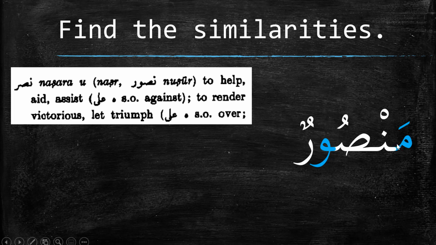So we're going to start off with mansur. So if we want to find the word mansur or find out what it means, we have to start with the three-letter root, which is nasara. Nasara means to help, to aid, to assist, to render victorious, to let triumph. If you know some of the shorter surahs of the Quran, you might know Surah An-Nasr. That's the actual name of the surah.